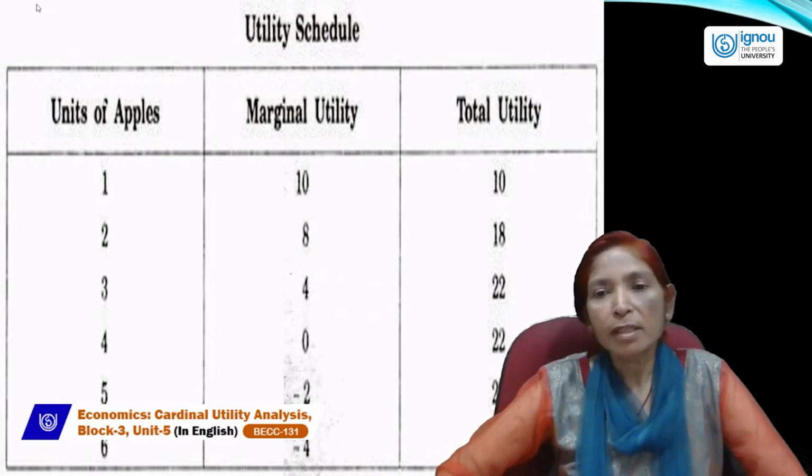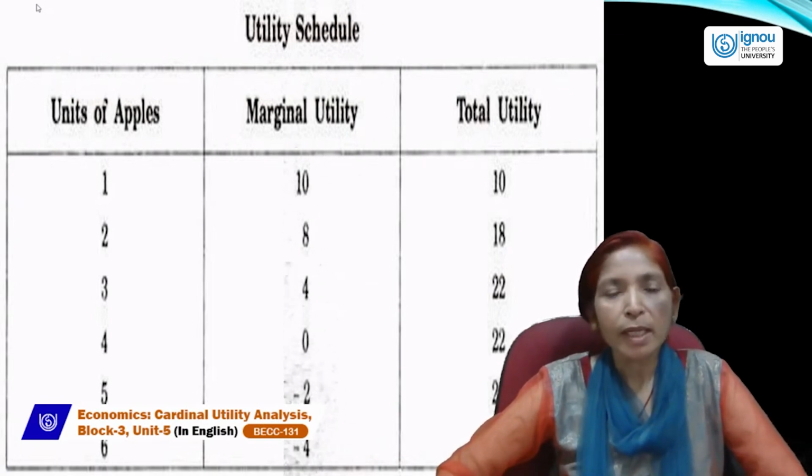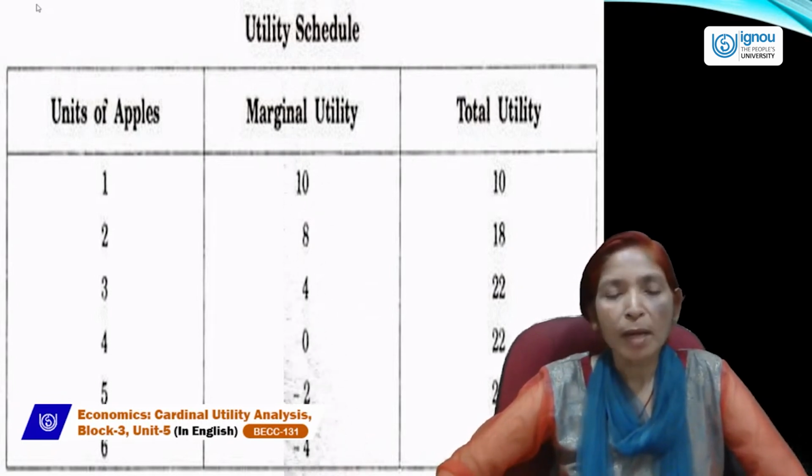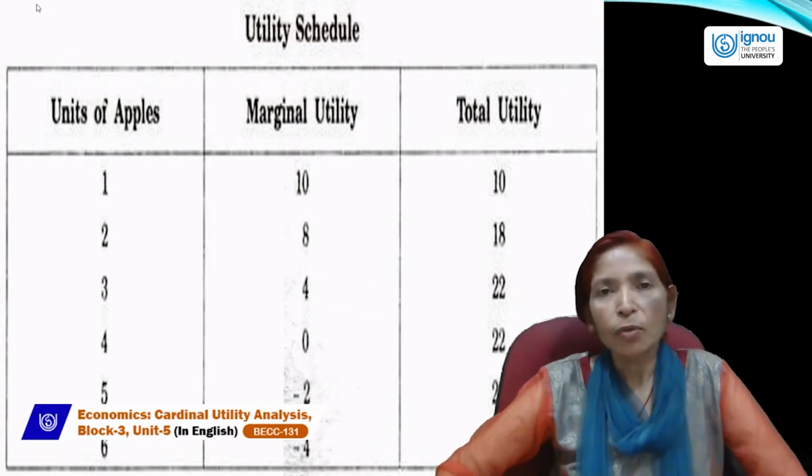In the beginning total utility is 10, so marginal utility will also remain 10. After that 10 and 18, what is the difference between these? 8. So next marginal utility will be 8. 18 and 22, what is the difference? 4. So MU will be 4. For 22, the difference is 0, MU will be 0. And 22 to 20, the difference is minus 2. And 20 to 16, the difference is minus 4.